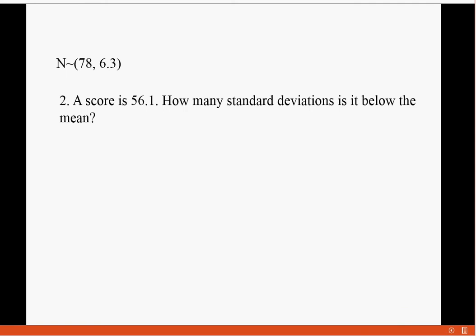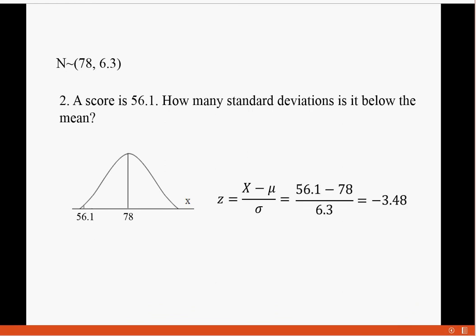Second question, a score is 56.1. How many standard deviations is it below the mean? Again, we draw this diagram to show 56.1 is way below the mean, and again we write down the formula first, followed by the actual values. So we obtain negative 3.48. So 56.1 is 3.48 standard deviations below the mean. Okay.